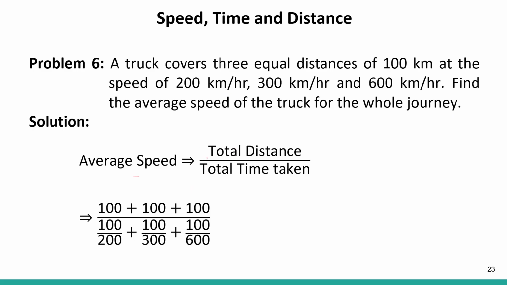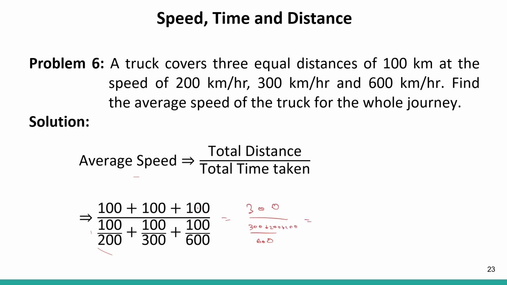So average speed is what? Total distance by total time. So it will be 100 plus 100 plus 100 whole by 100 by 200 plus 100 by 300 plus 100 by 600, because the denominator represents total time. So for the first case it is 100 by 200, the second part it is 100 by 300, and for the third part it is 100 by 600. So this will be equal to 300 by, in the denominator, 600 and this will be 300 plus 200 plus 100.